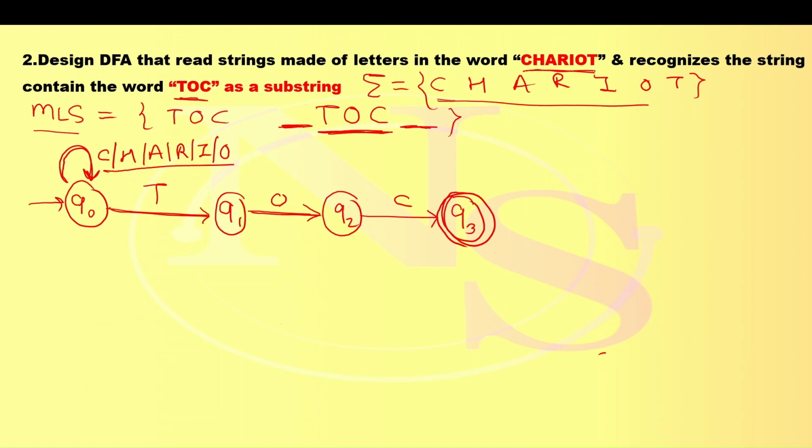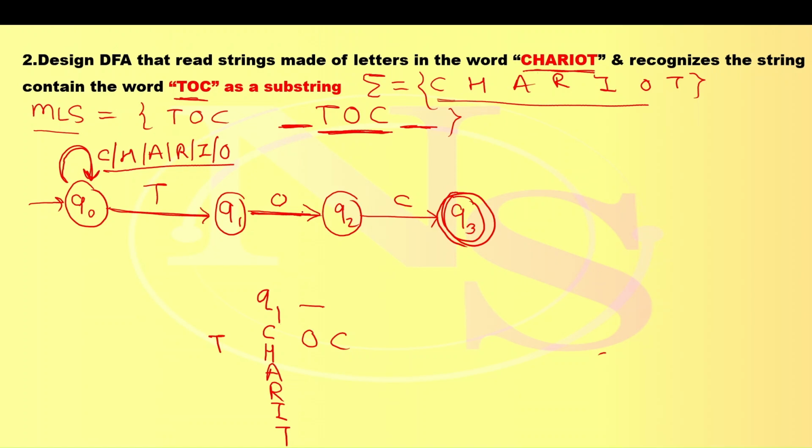Now let's make Q1 deterministic. Same way, how to reach Q1 from the starting state? By reading T. How to reach the final state from Q1? By reading OC. Now for what are we looking for transitions here? I'm looking for transitions for C, for H, for A, I, and T, because the transition for O is already there.